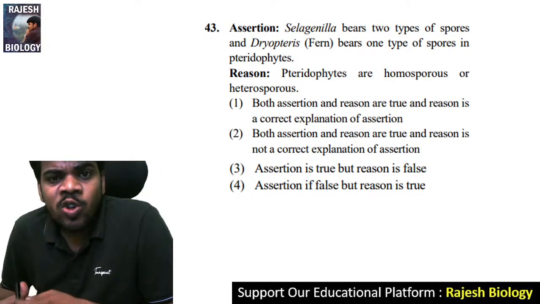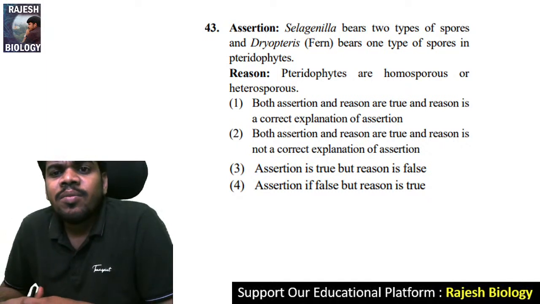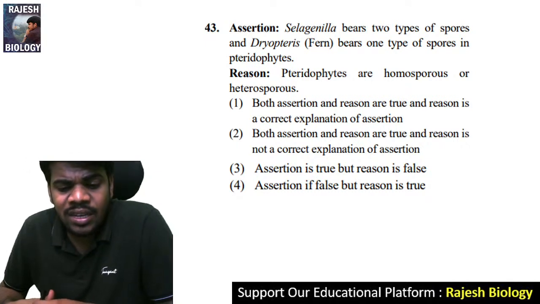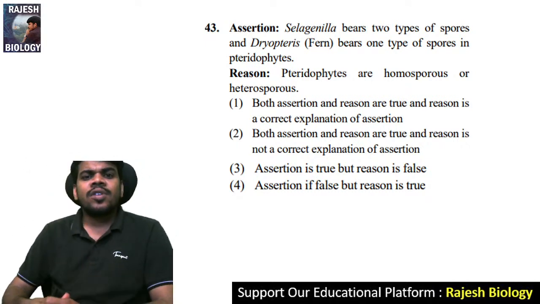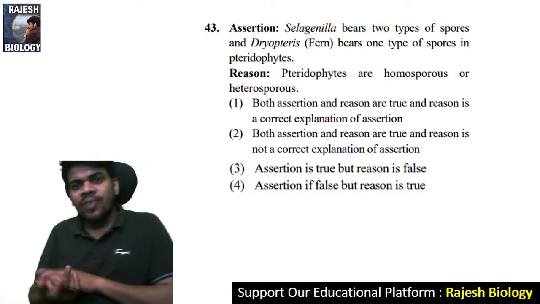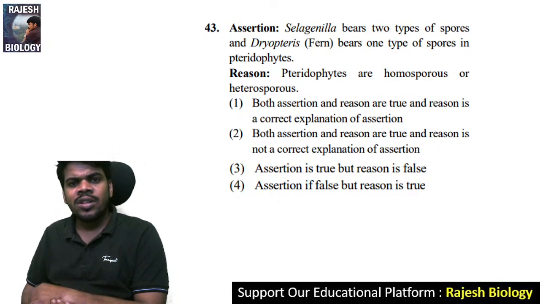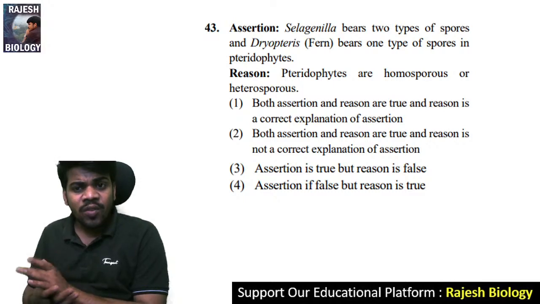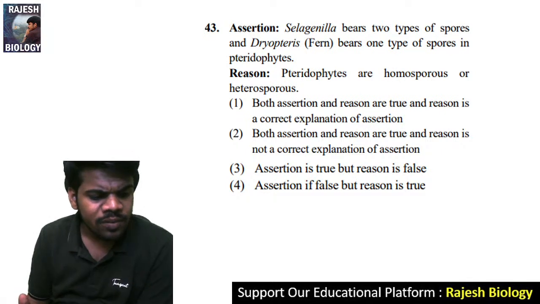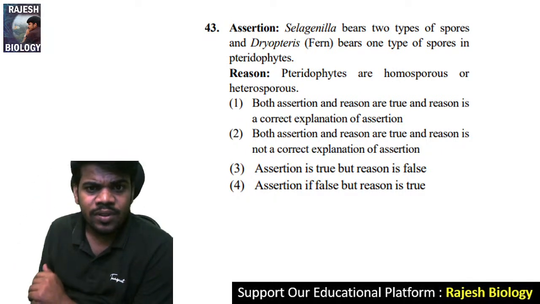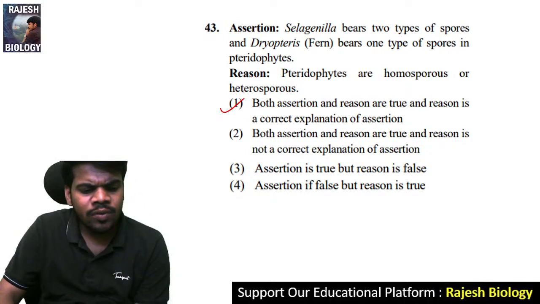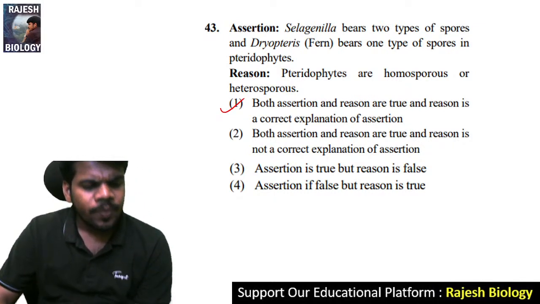Selaginella bears two types of spores and Dryopteris bears one type of spores in pteridophytes. This is the assertion, correct. Pteridophytes are homosporous or heterosporous. That is also correct, and that is the correct reason for that. The right answer is that both are correct, and it is the correct explanation, option 1.